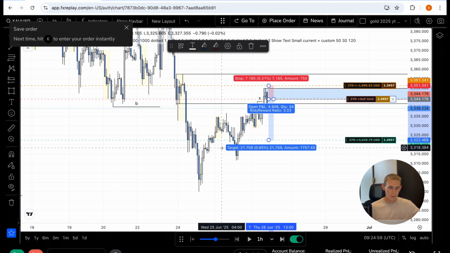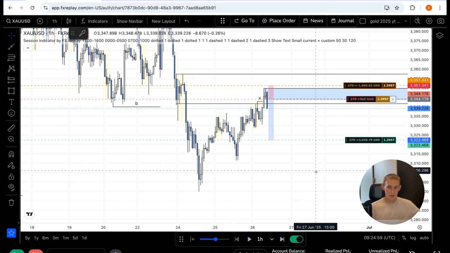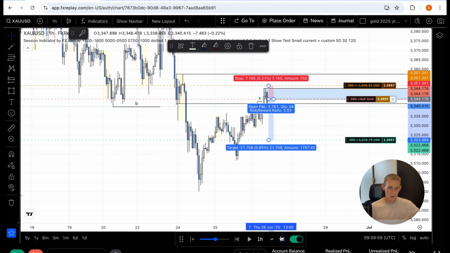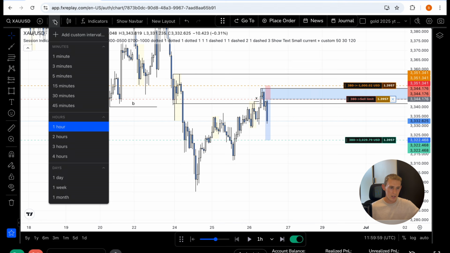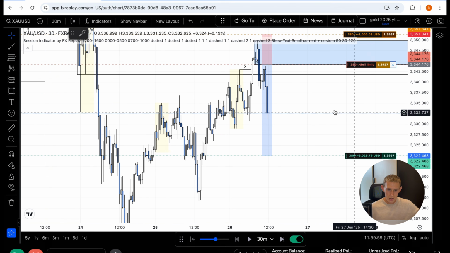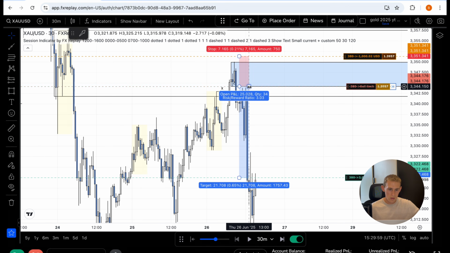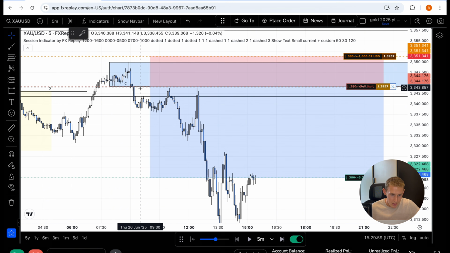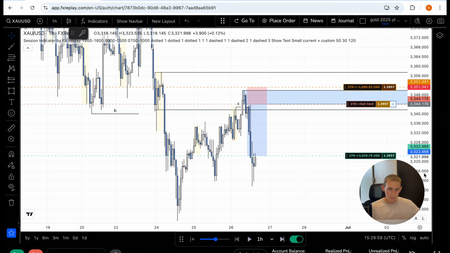Oh, wrong button. Let me place this. Place. There we go. Damn, slightly missed us, as you guys can see. Wow, that's annoying. Missed us by like a pip there. You can see it swept this high and missed. Slightly annoying. I'm going to delete this limit now because it's no longer valid.